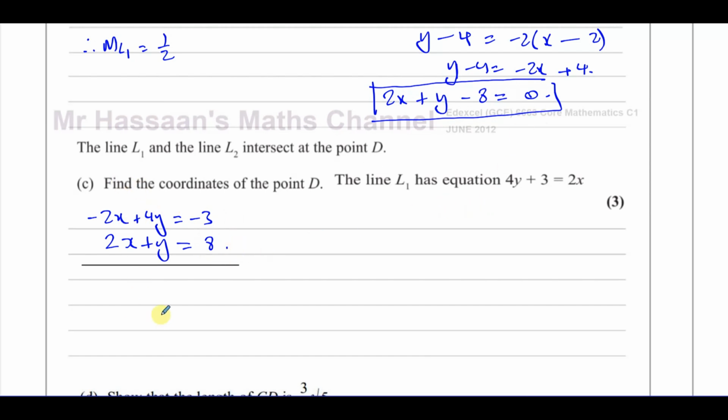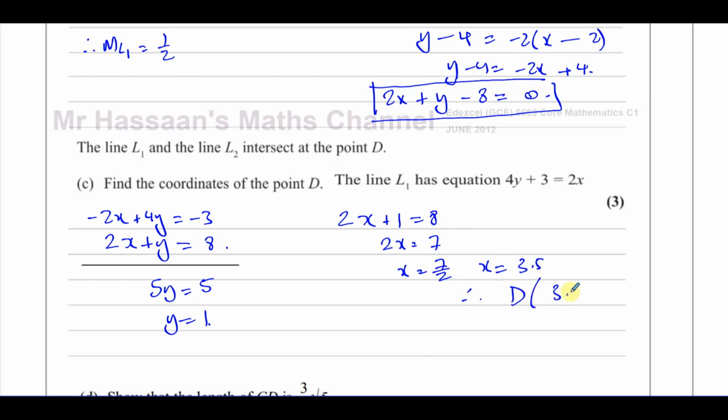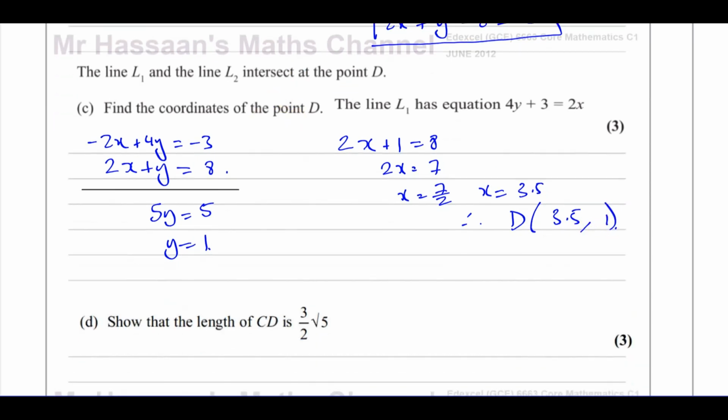So I'm going to use elimination here because it seems pretty easy. If we add these two equations together, we'll get 5y equals minus 3 plus 8, which is 5. So y equals 1. And we can use one of these equations. So 2x plus 1 equals 8. 2x equals 8 minus 1, which is 7. So x equals 7 divided by 2. So x equals 3.5. So therefore the coordinates of the point D are 3.5 and 1. So we've now found the coordinates of the point D where the two lines intersect.